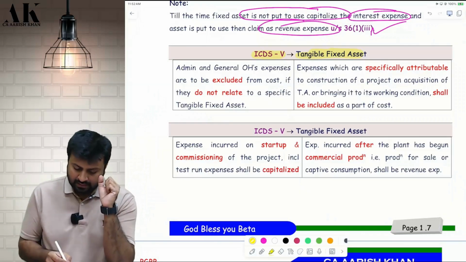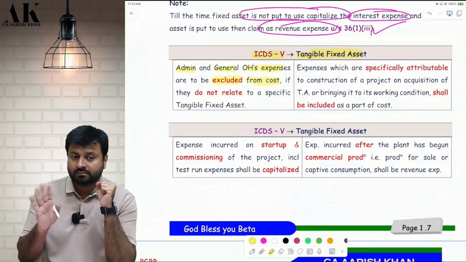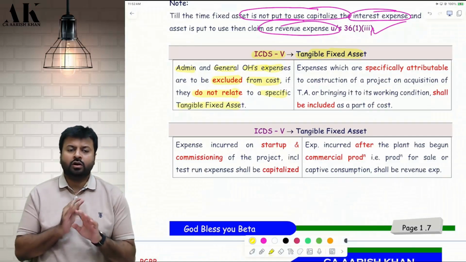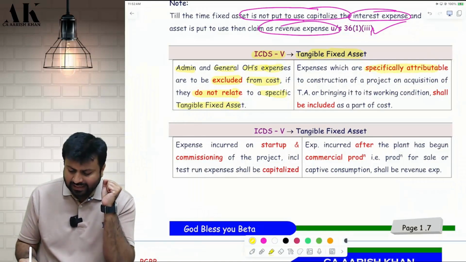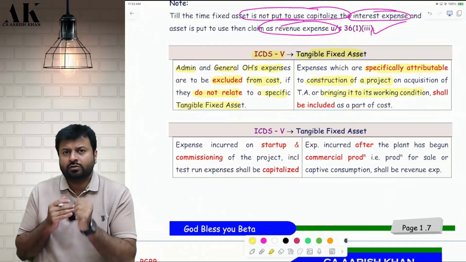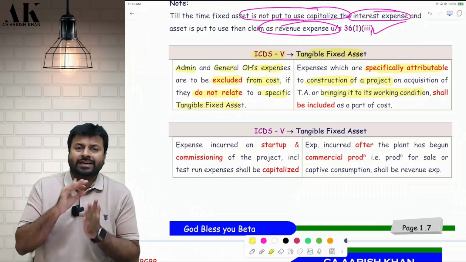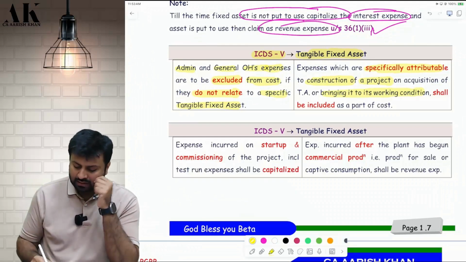Let us read. Admin and general overhead expenses are to be excluded from cost if they do not relate to a specific tangible asset. If they do not relate to the asset, do not take them to the cost. Expenses which are specifically attributable to construction of a project or bringing it into its working condition: if you want to bring any asset into working condition, and for that purpose you have to incur any expense, then that expense will be added to the cost of the asset.